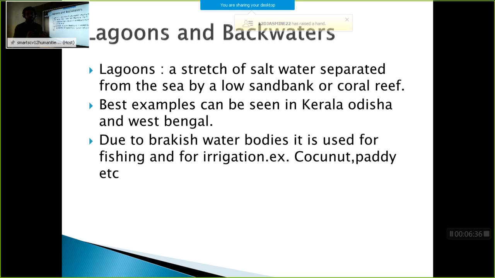They are mainly seen near the coast, near the oceans or sea. If you go to coastal areas, you can find this type of water. This is called brackish water, and it may be seen in small ponds or small tanks near the sea, where people do fishing. That water is also used sometimes for agriculture, not mostly, only sometimes.